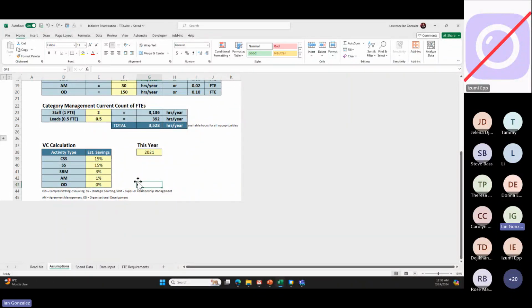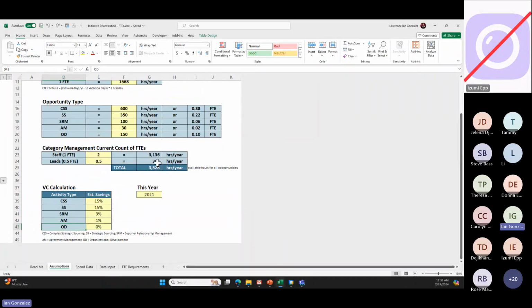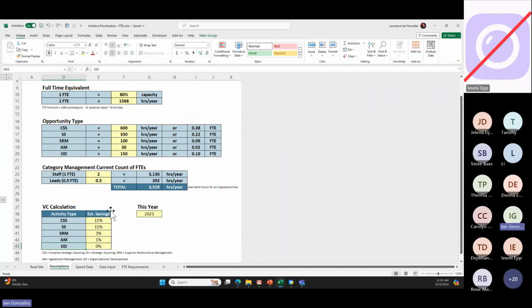It's just things that you have to do, like you have to train people, or you have to make sure they are, some compliance checks or something. Things that people still do, but has nothing to do with sourcing. That's OD. All right. Any questions on assumptions? It's pretty straightforward. Just make your best guesses.